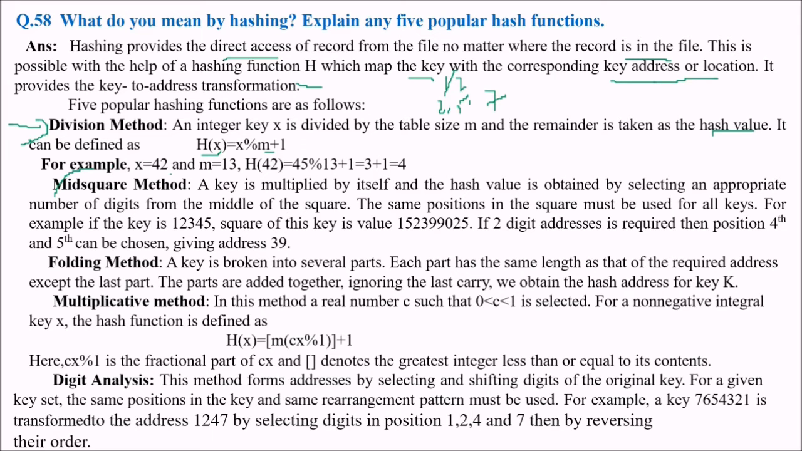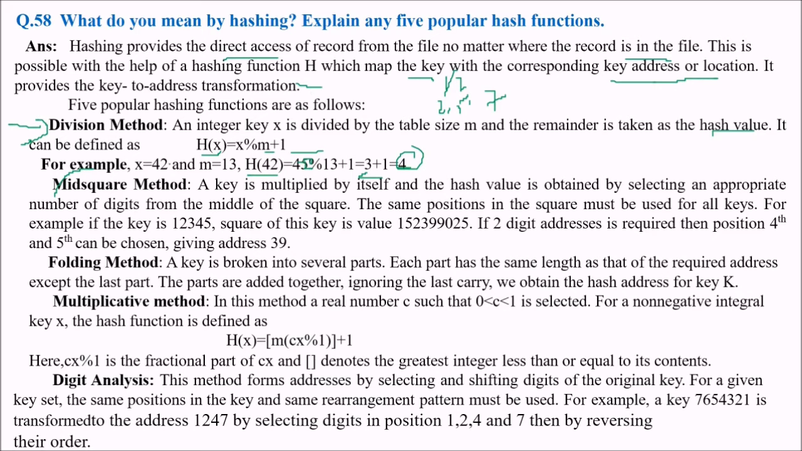For example, x equal to 42. What we are going to do with this? x is 42 and m is 13. So let us place it in this formula: x modulo m plus 1. So 42 modulo 13, as we divide 42 by 13, that will give us the remainder as 3, because 13 3s are 39, so 3 will be the remainder. 3 plus 1 is 4. So the hashing function for 42 will be 4.